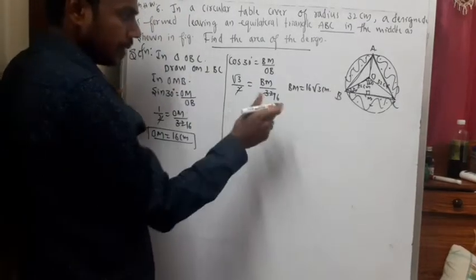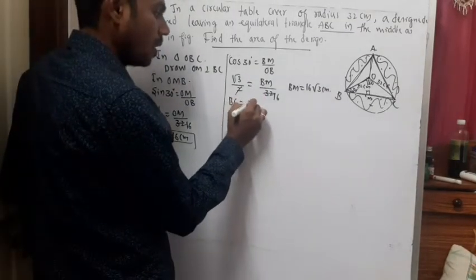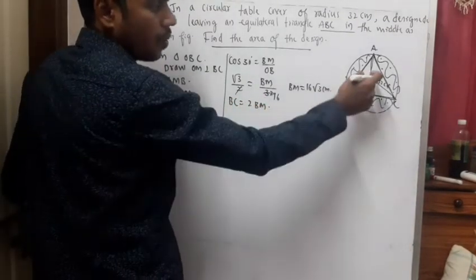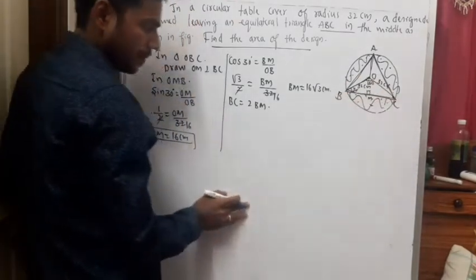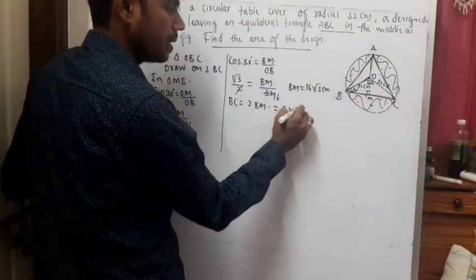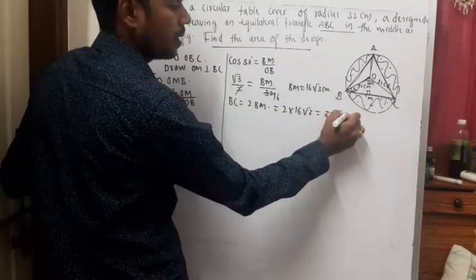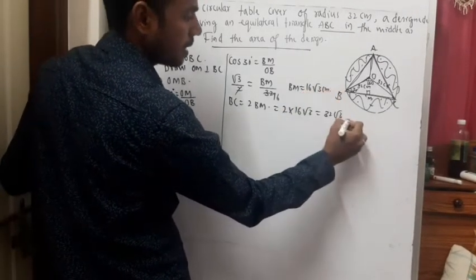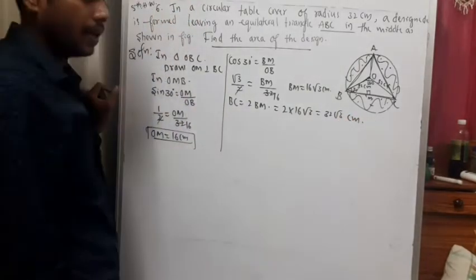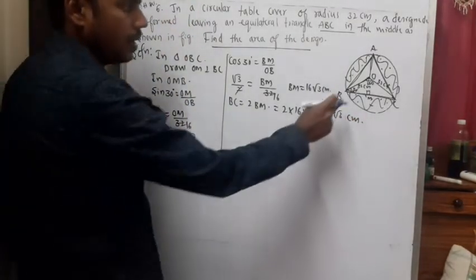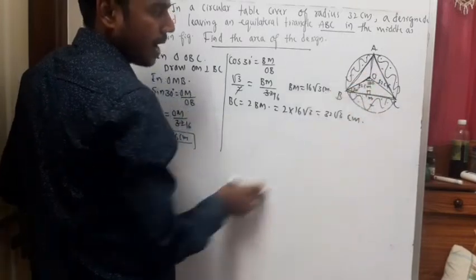Now BC is equal to 2 times BM because OM is going to bisect BC. So 2 into 16 root 3 is equal to 32 root 3 centimeter. Okay, now I have got the base as well as the height.